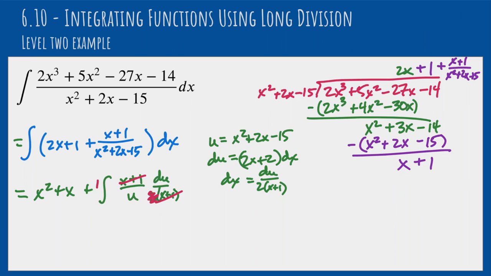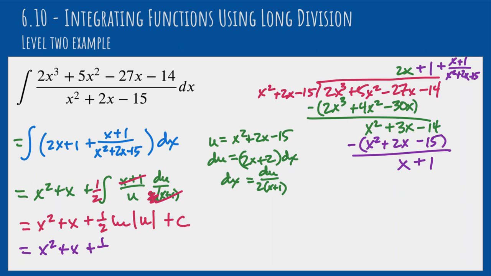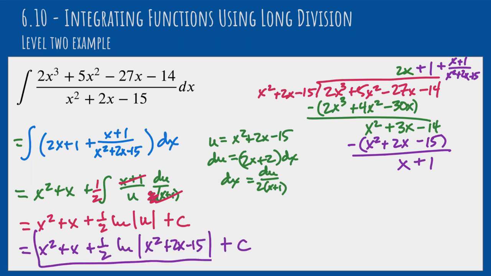That 2 can go out front. So we get 1 over u. So this is x squared plus x plus 1/2 natural log of the absolute value of u plus c. And then we do need to get rid of that u and rewrite that back in terms of x. So this is going to be x squared plus x plus 1/2 natural log of the absolute value of x squared plus 2x minus 15 plus c.